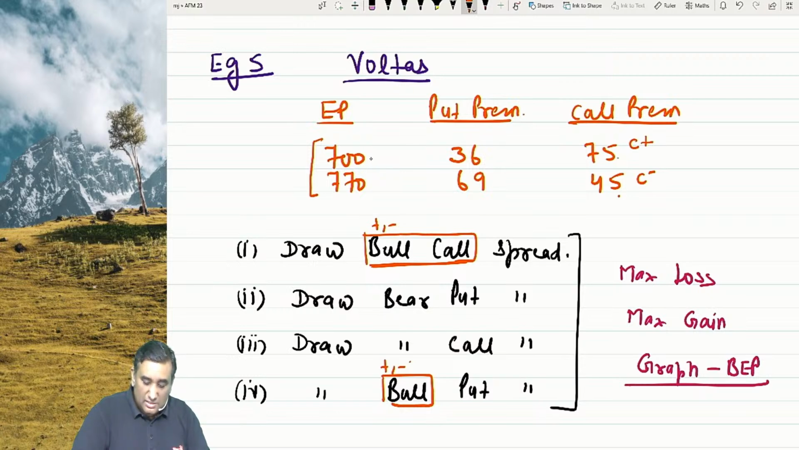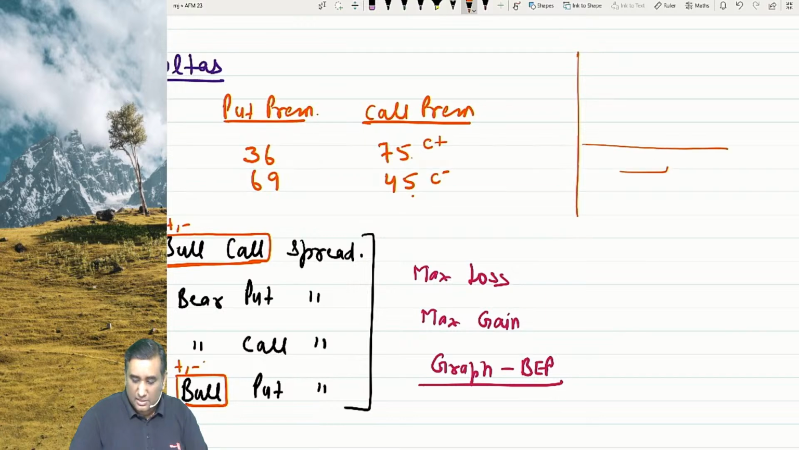Net profit would be 70 minus 30, how much? 40. Bullish is upside or downside? Upside. So this is the basic bull chart, and since it's limited, you will have this kind of chart. These curves will come from the strike prices, and loss will be limited to 30. Profit was 40. First break-even point, first graph, is 700.